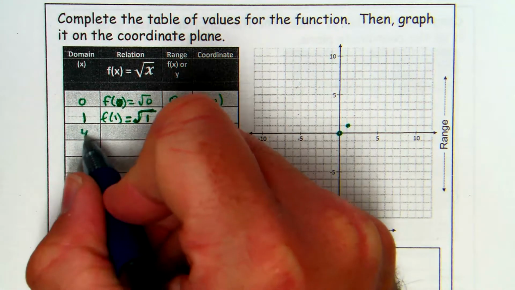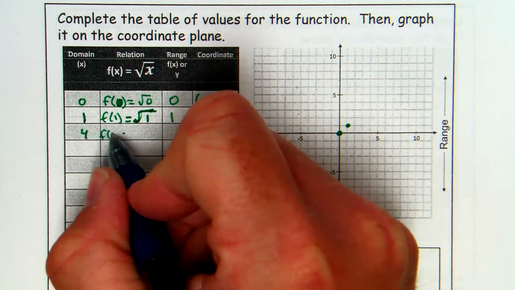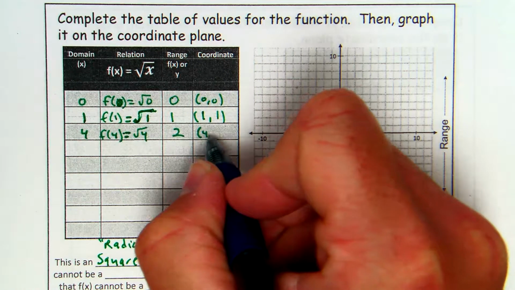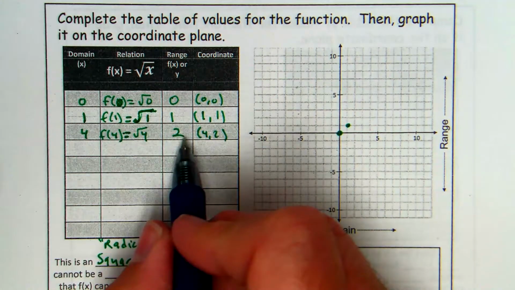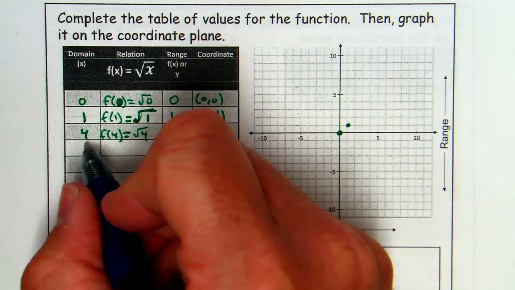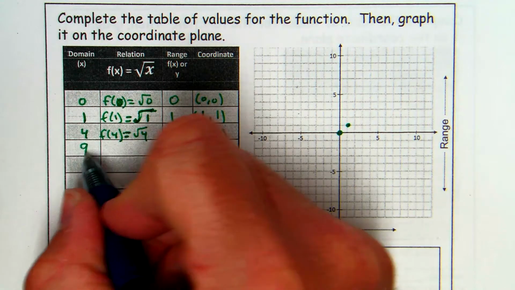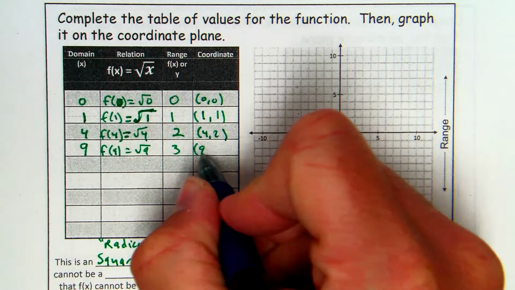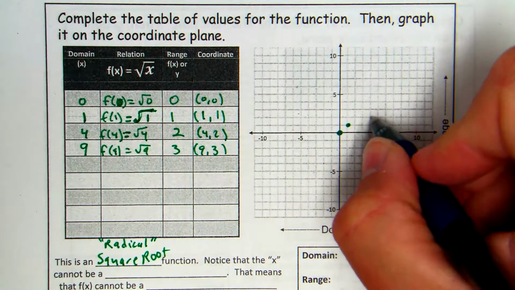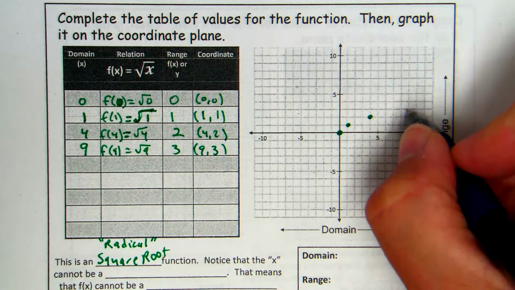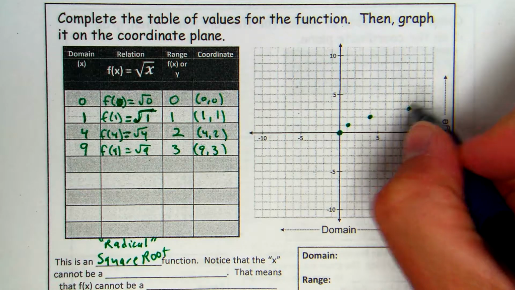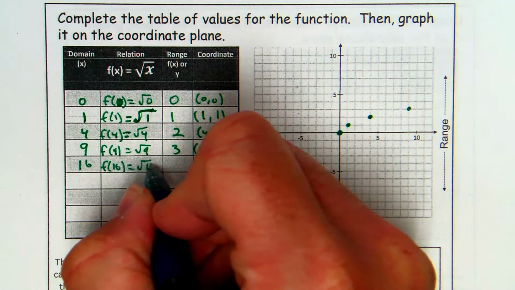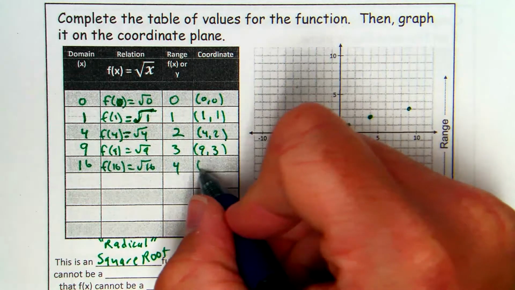The square root of 4, f of 4, is one that I can do pretty easily: 4, 2. The square root of 5 would be difficult. Any idea what the next one that's a perfect square would be? Hopefully you realize that's a 9. And I get 9, 3. Let's graph 4, 2. And let's graph 9, 3. The next one, of course, would be 16, which gives me a 4.